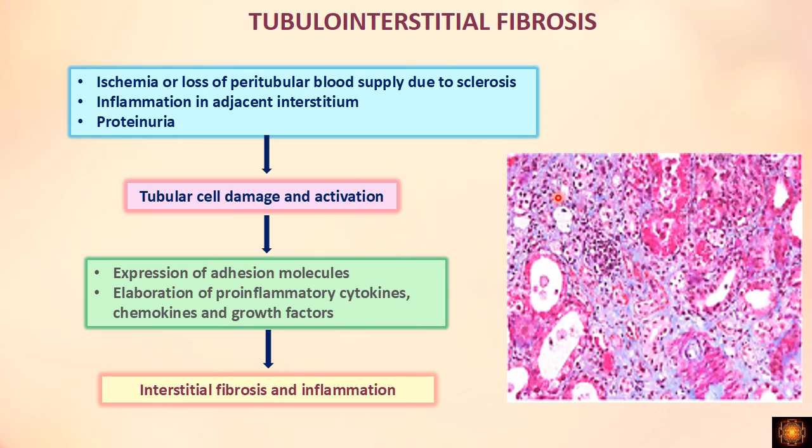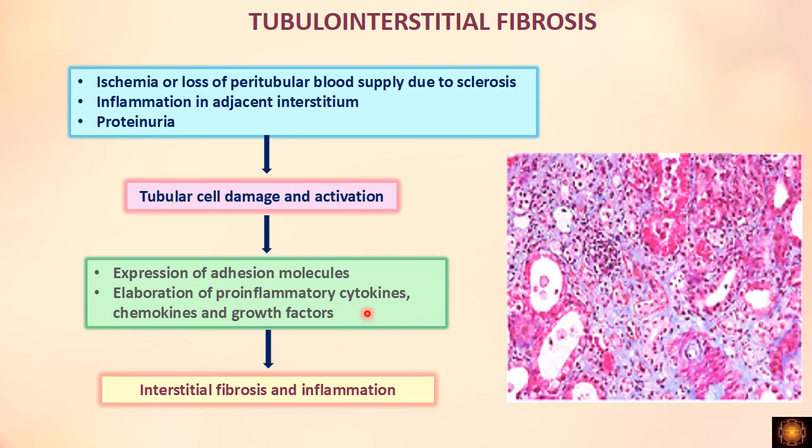So when you have ischemia, even the tubular blood supply is reduced. Either it can be because of that, or it can be because of the inflammation in the adjacent interstitium or increased proteinuria. That also causes damage to the tubular cells. So we have tubular cell damage and the activation of the tubular cells. Once we have the activation of the tubular cells, they start expressing adhesion molecules for the inflammatory cells, and they also elaborate pro-inflammatory cytokines, chemokines, and growth factors.